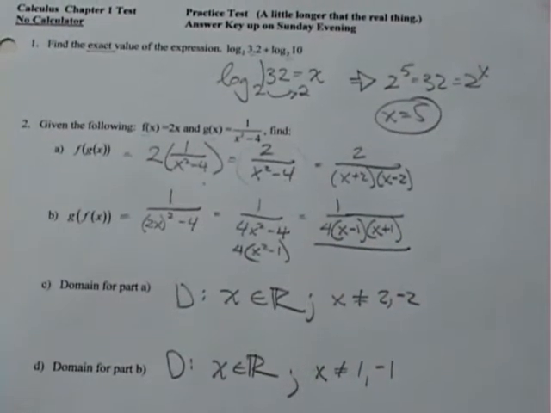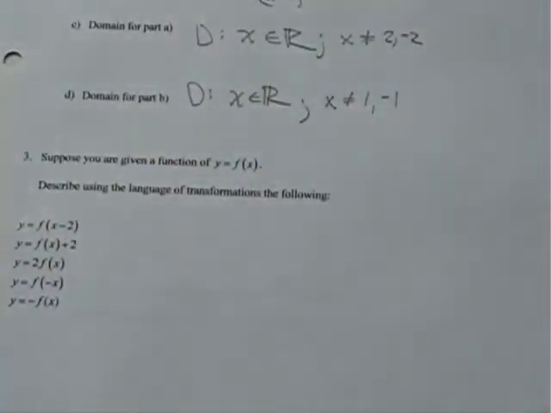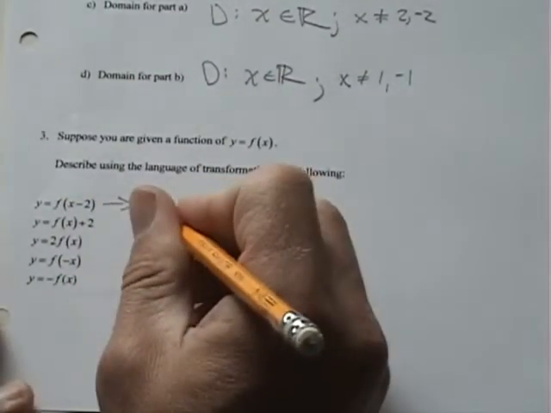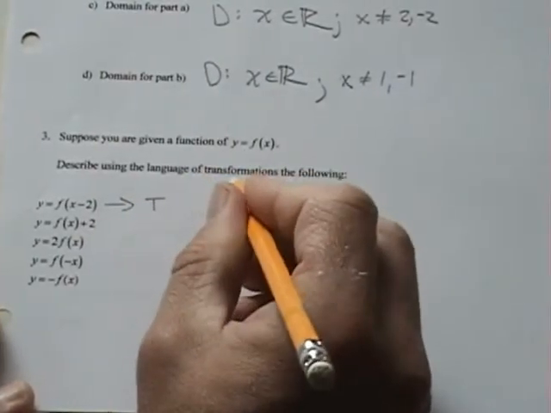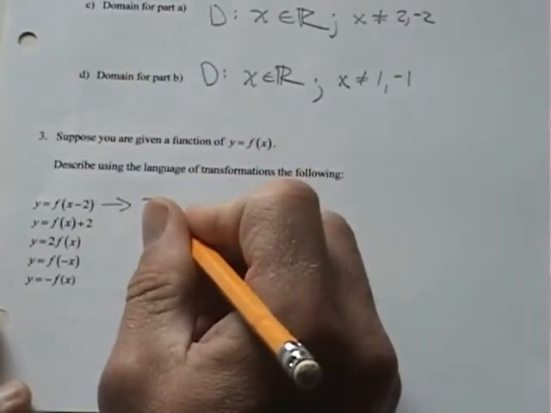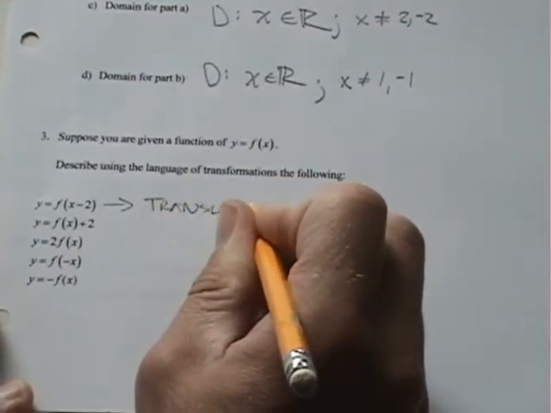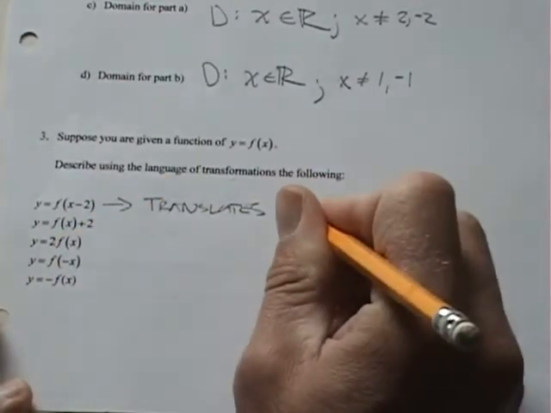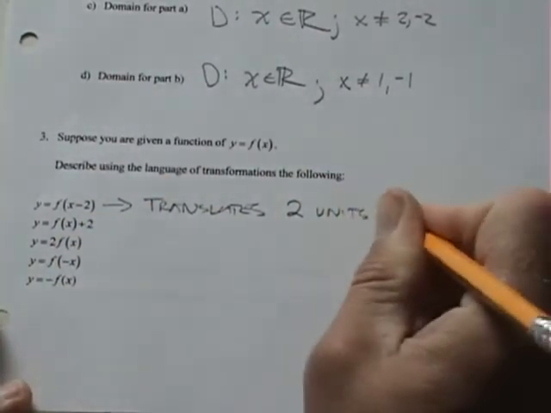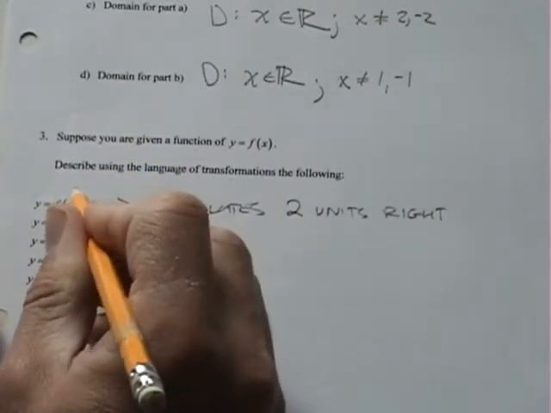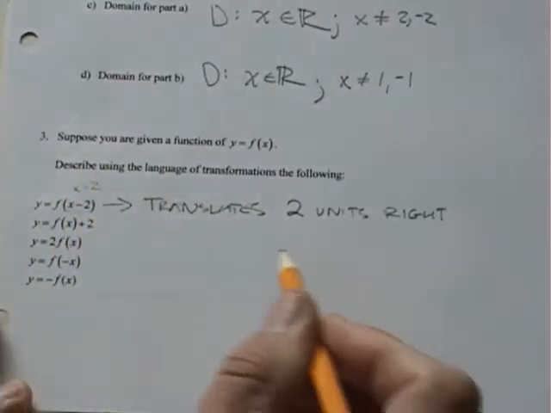Okay, suppose I'm given the function for this last part, that there's some function f of x, and now it's really all about the transformations. This one is going to be a translation. That's different than transformation. Translate is like a glide or a slide. And that's going to go 2 units right. Because again, it's when is this going to be 0? And that's when x equals 2. So it's going to move it 2 to the right.